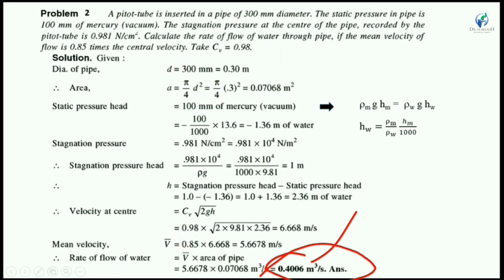Okay, so I hope friends you understand very well the concept of the Pitot tube, the application of the Pitot tube, and how the example of the Pitot tube is solved. Okay, thank you.